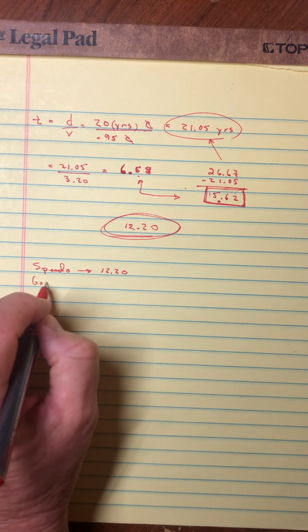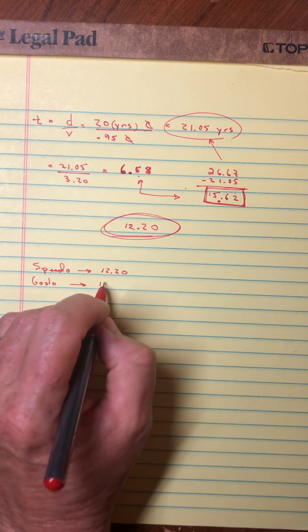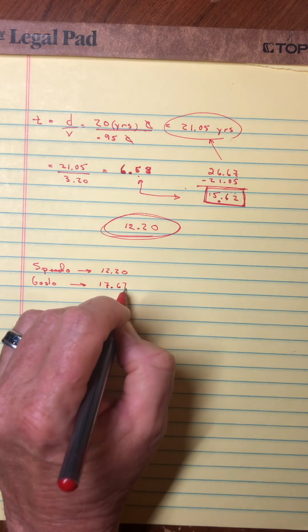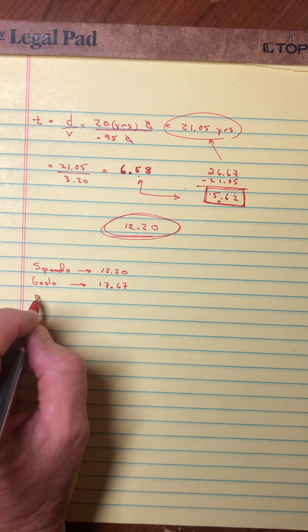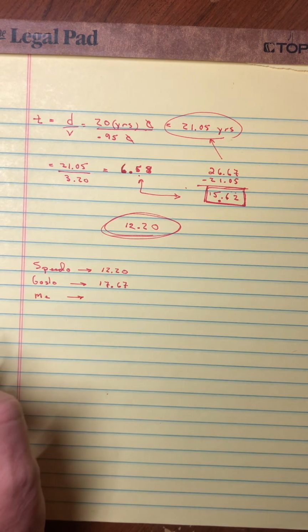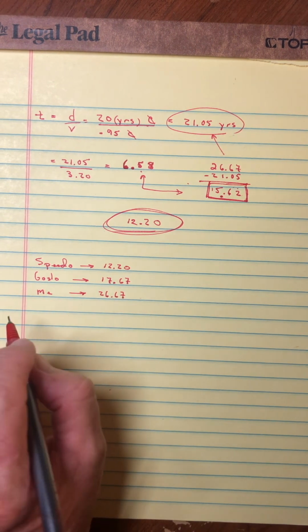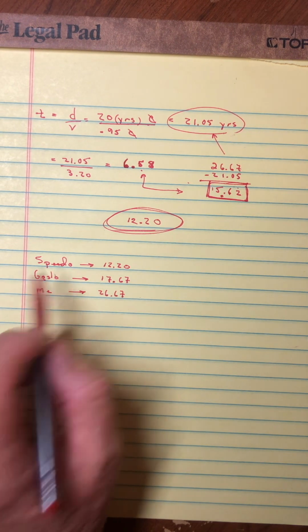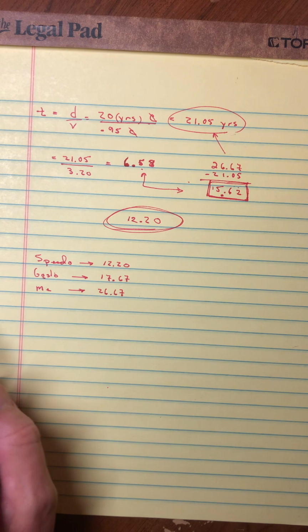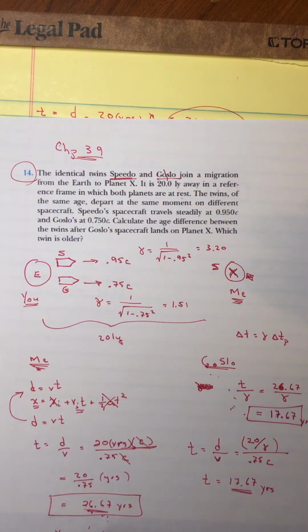And Go Slow has aged a total of, what do we say, 17.67 years. And then myself, which I don't think really is relevant to the question, is 26.67 years. So Go Slow has aged more than Speedo. So Speedo's younger than Go Slow. And they're both younger than me. Now I got to go back to the question. What was it? Calculate the age difference between the twins.